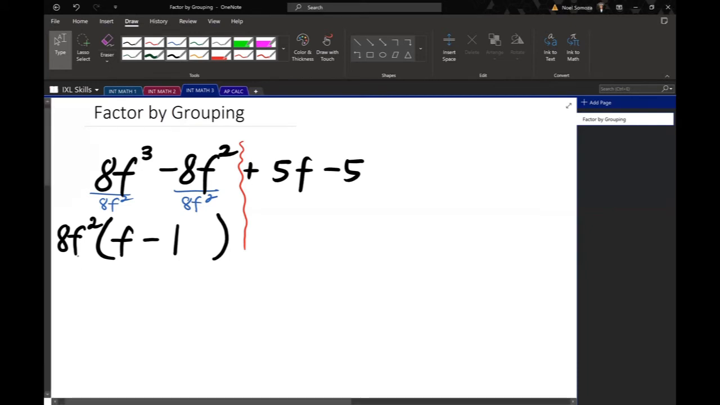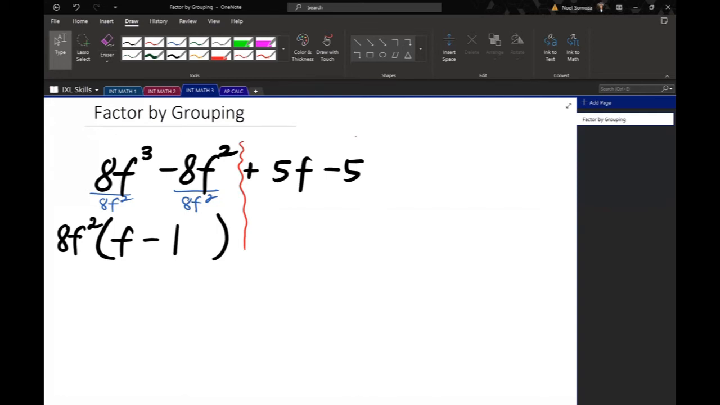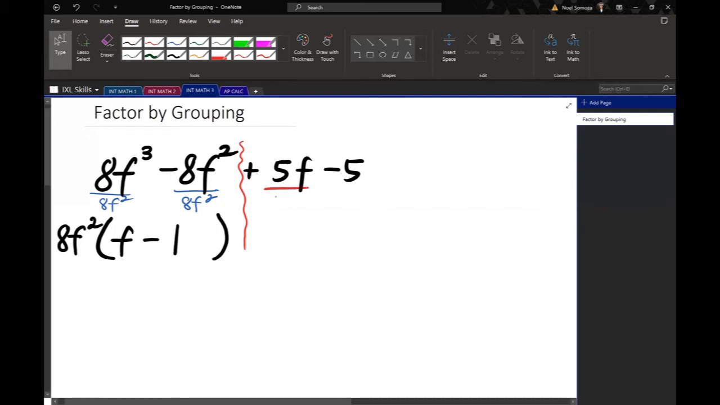Okay, so I've taken care of the first 2 terms. Now I'm going to look at the last 2 terms, plus 5f minus 5. I'm also going to look to factor out the greatest common factor between these 2 terms. I notice that both of these terms can be divided by 5. So we're going to factor out a positive 5. That leaves us with 5f divided by 5 is just f, and negative 5 divided by 5 is negative 1. Okay, so that's the first part of the process.